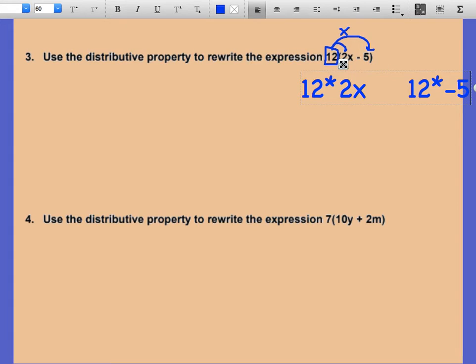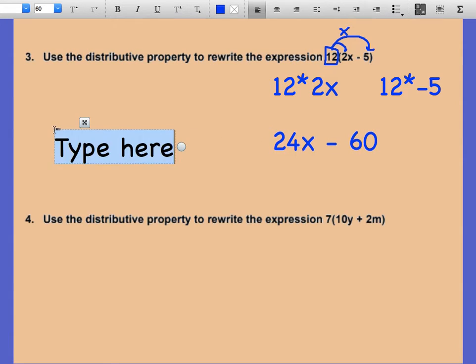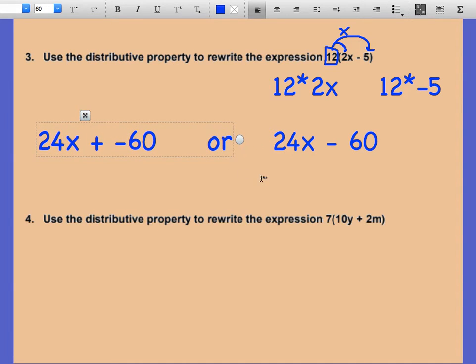See that minus 5 right next to it? That minus is next to the 5. That means that it's negative. So when we simplify these, I have 24x, and then 12 times negative 5 is negative 60. So I can put minus 60. Okay, you could also say 24x plus negative 60. So we'll put that there and we'll say or. You could write your final answer either way.